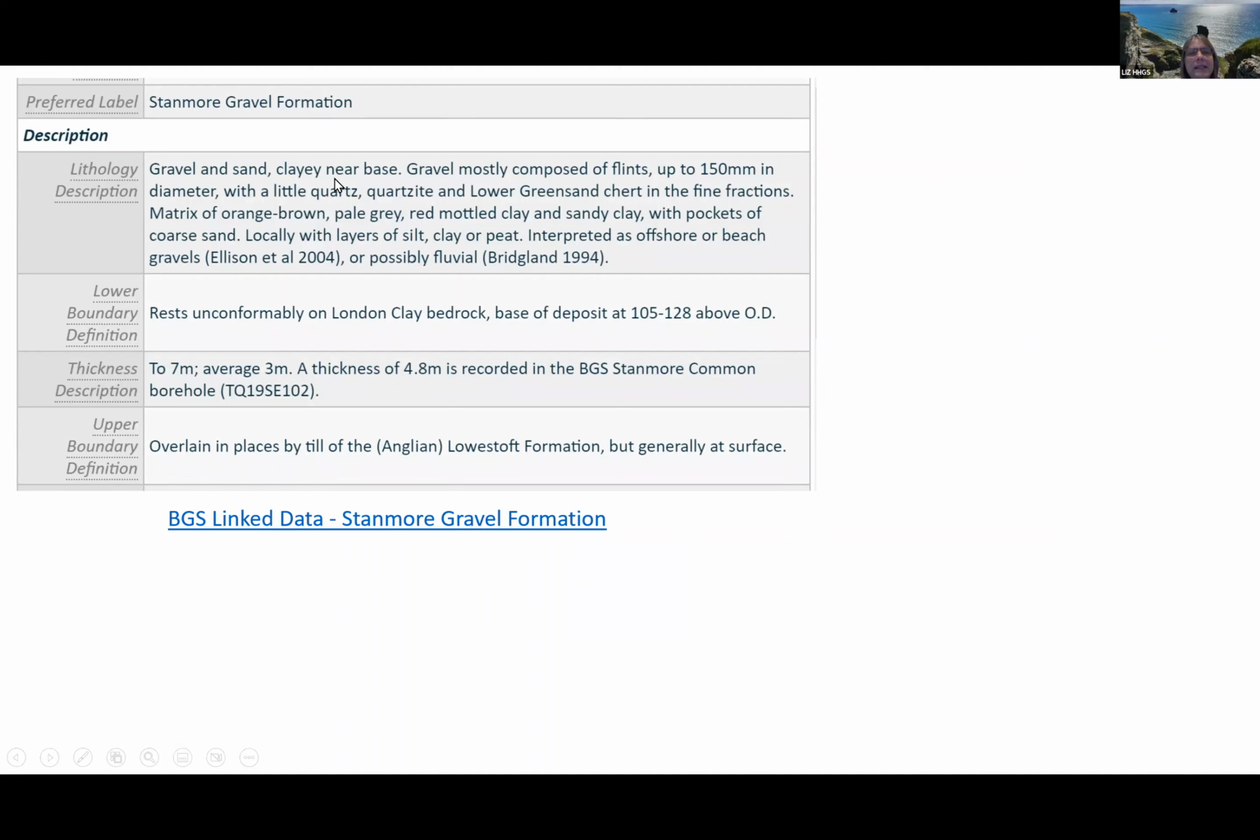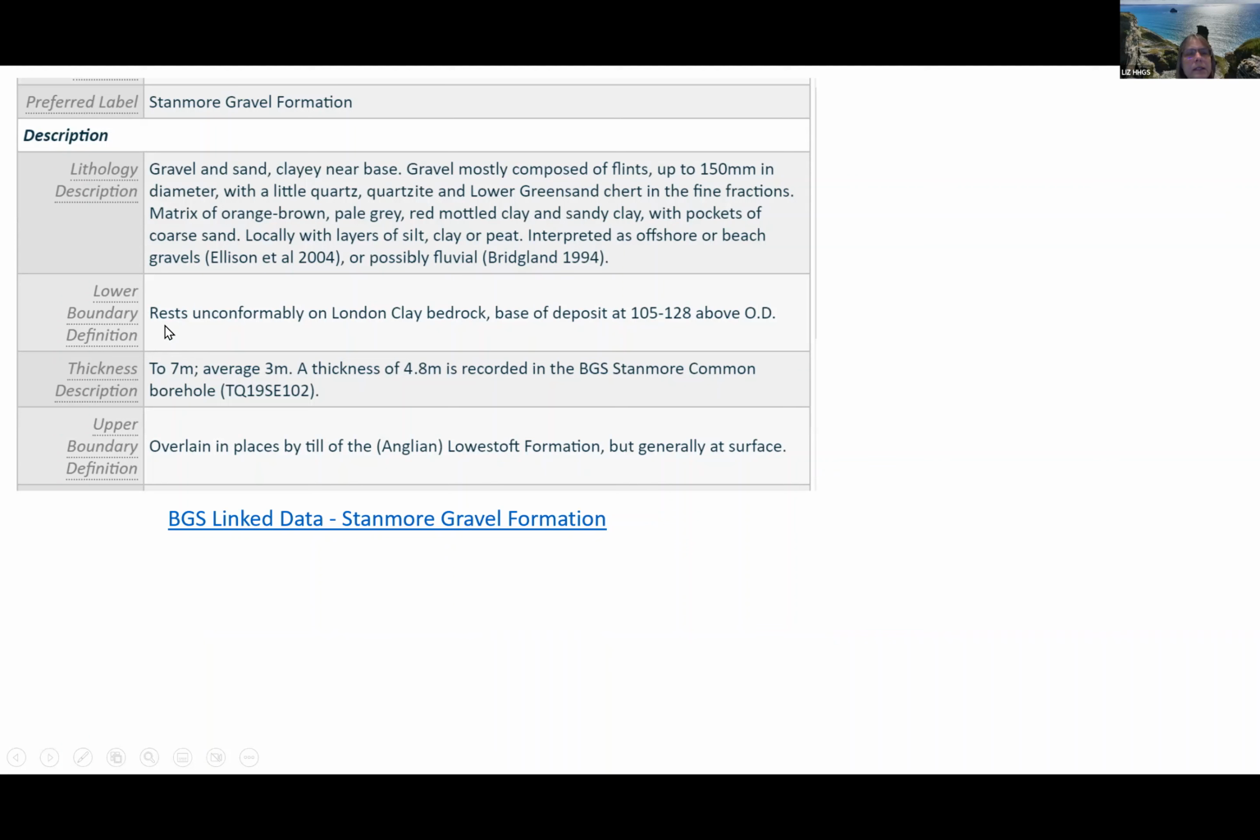Gravel and sand, clayey near the base. We've got quartz, quartzite, lower greensand chert in fine fractions. We've got a matrix of orange-brown, pale grey, red mottled clay, sandy clay, pockets of coarse sand, layers of silt, clay or peat. It's a complete mixture. This is where I started to think this is very confusing.